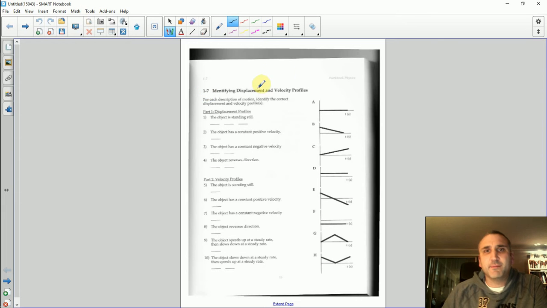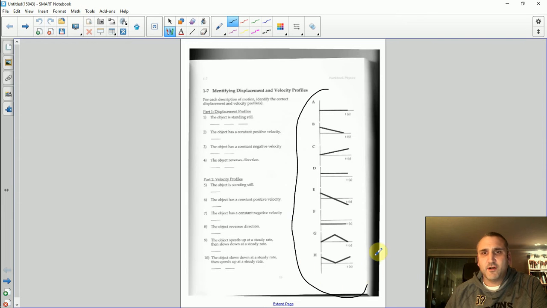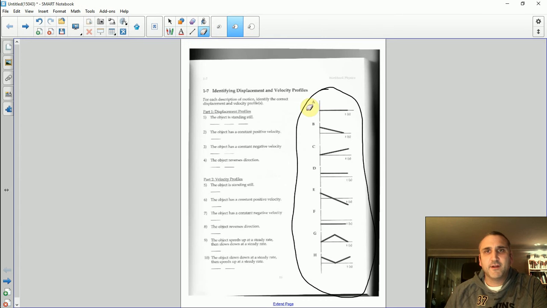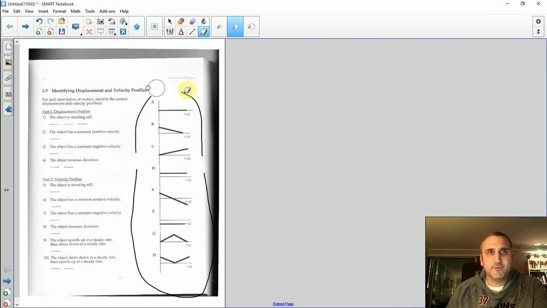This is the identifying displacement and velocity profiles. Again, as I explained in class, we're going to pretend that all of these are, for the first part, displacement profiles, and for the second part, velocity profiles. So that's the plan.